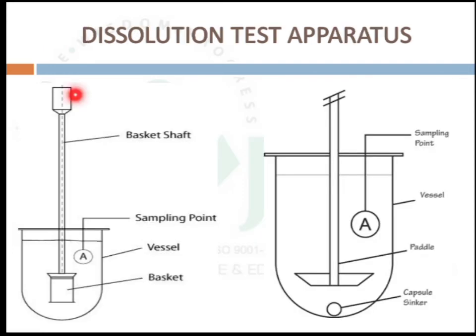This is the basket type of dissolution apparatus. Here the tablets which float on the surface, or capsules, are placed inside this basket, and we will take the dissolution media here, 900 ml or 1000 ml, and we will take the sample after intervals, and these are rotated by using a motor at 50 rpm. Now this is the paddle type of dissolution apparatus. Here the tablet will sink in the dissolution media.